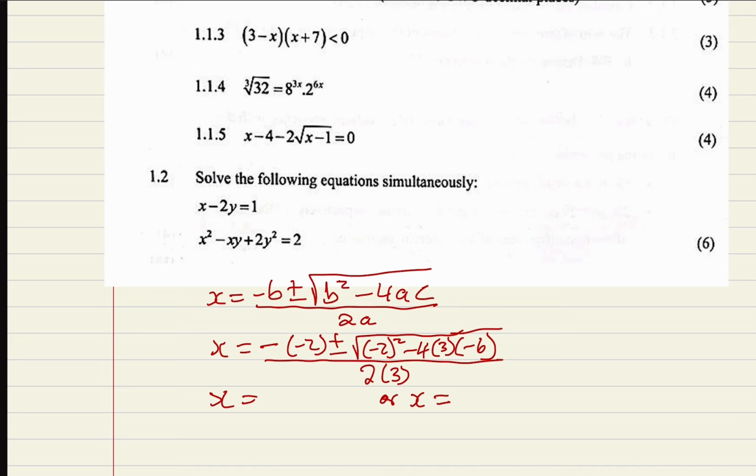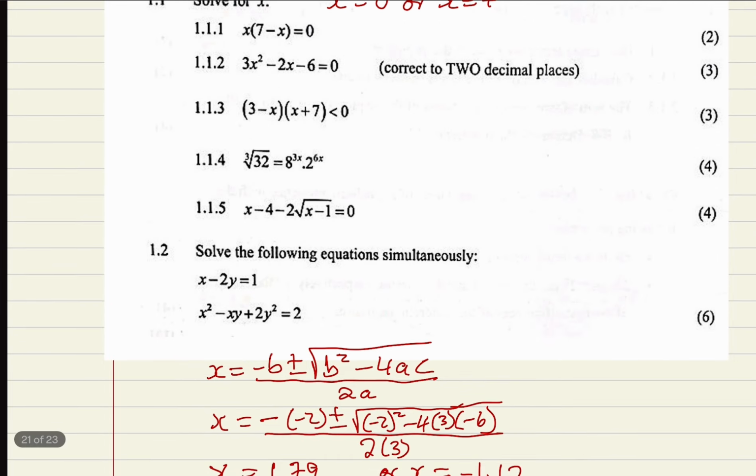So the one you will have is 1,79. Okay, that is the first one. Then if you are looking for the second one, you will have negative 1,12. That is how you round off. Please check these answers as well.